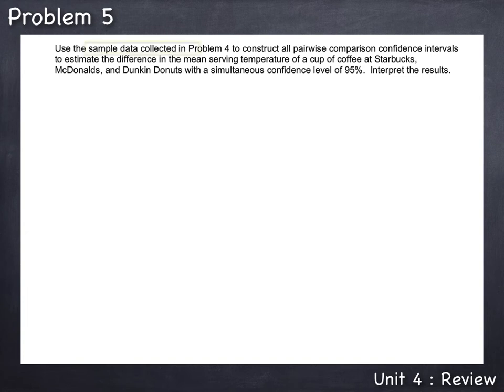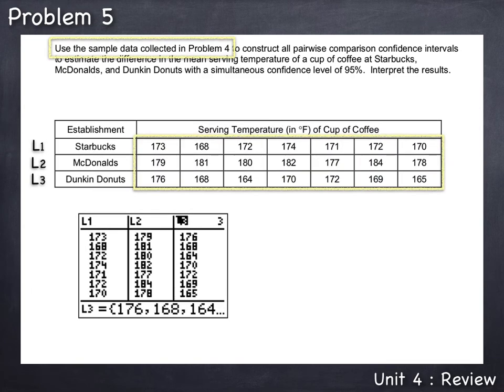So this problem asks us to use the sample data collected in Problem 4. So the serving temperature of coffee at Starbucks, McDonald's, and Dunkin' Donuts data we analyzed in Problem 4 will be used here in Problem 5. So all this data should be entered into our calculator already. Starbucks is taken as the first population, McDonald's is our second population, and Dunkin' Donuts is our third population.